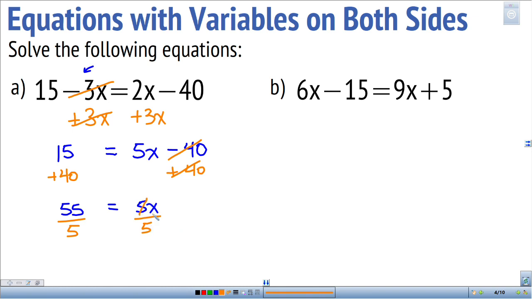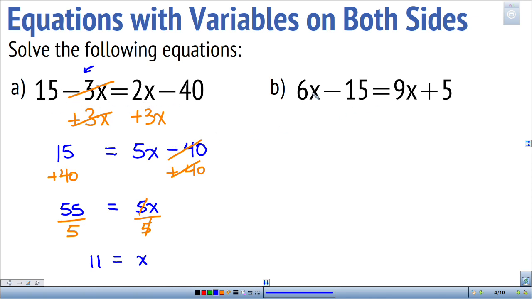So 5 here, and that 5 will divide away to make 1x, which I can just write as x. Okay, that's on the right. And then 55 divided by 5 is 11. So, if x is 11, that makes this statement true.